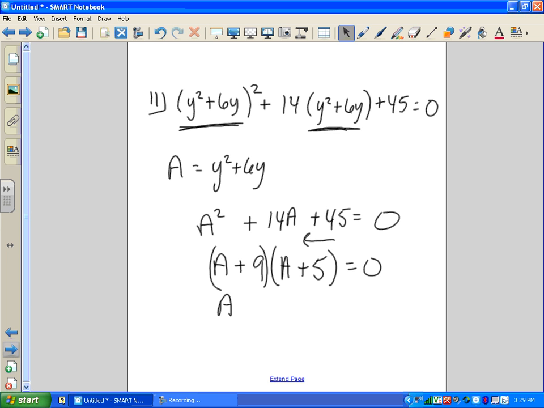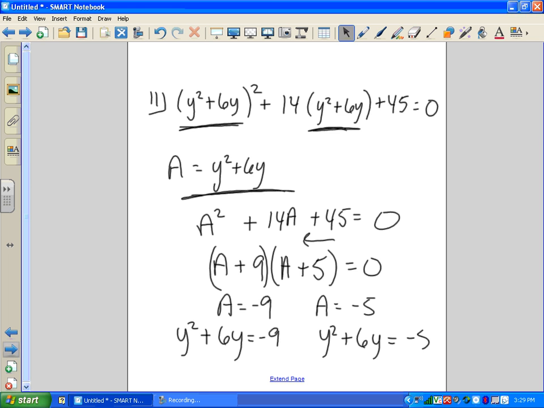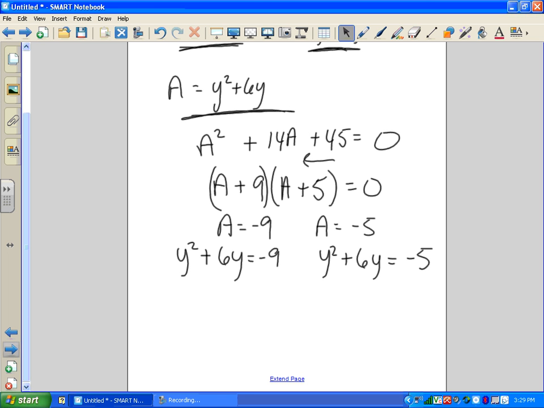And so my values of a are going to be negative 9 and negative 5. Now that's a. I'm looking for y, so I need to put this back in here for a. So a is equal to y squared plus 6y. So y squared plus 6y equals negative 9. Same thing here, y squared plus 6y equals negative 5. Okay, so I get 2 more kind of complicated quadratics. They're trinomial ones. So I'm going to try to factor them. If they don't factor, you can always complete the square or use the quadratic formula, but I think they're going to factor here.